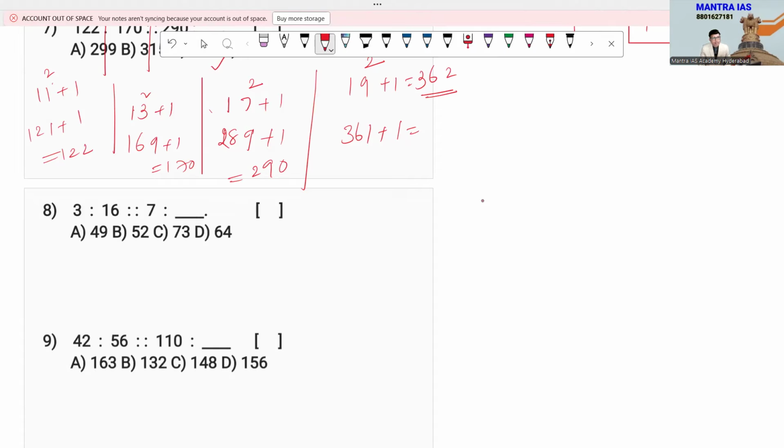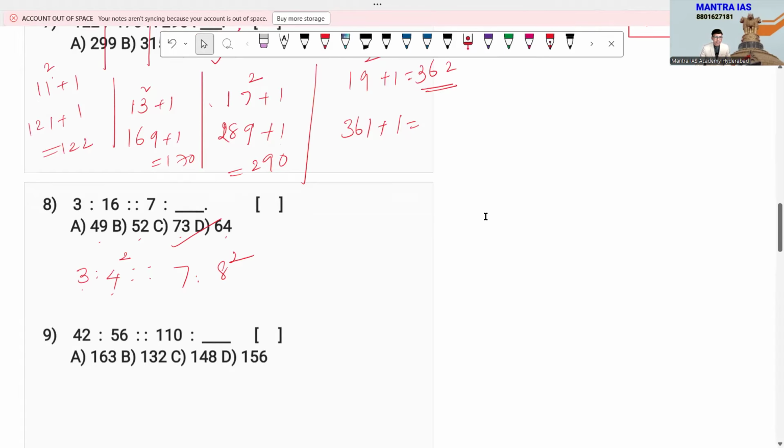Logic: 7, 49, 52, 73, 64, beta. What is the story here? 3 is to 4 squared. In the same style, if I take 7, the next number after 3 is 4, so after 7 how much is it? 8. 8 squared is how much? That's a beautiful answer. So next, the ninth question here, friends.